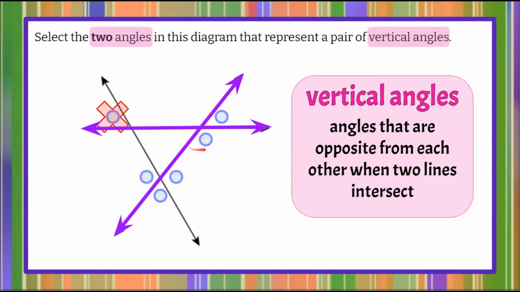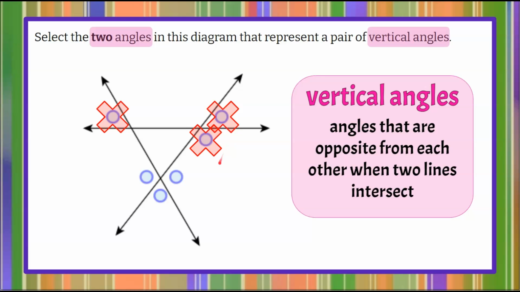Here I can see I have two angles to pick from. However, when I consider vertical from this angle, opposite when the intersecting lines cross, there is not another blue circle there. So this is not one of my pairs. And then over here, I can see that this circle does not have another circle that would be vertical to it. So again, I can eliminate that as a possible answer choice and clear my workspace.